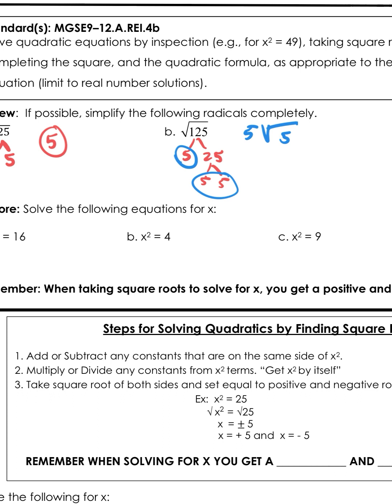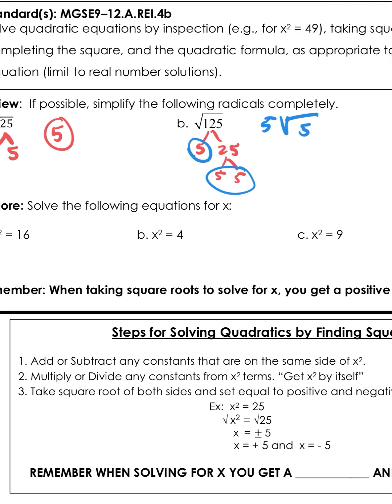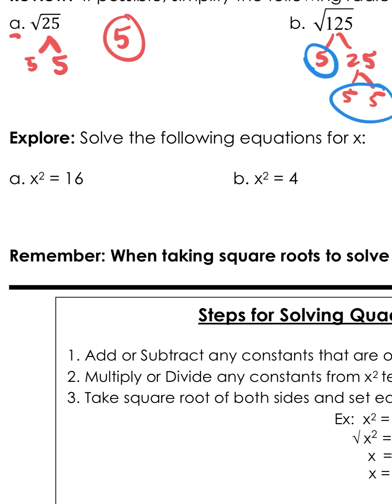Solve the following equations for x. Well, look at A here. If we wanted to solve for x, we're going to need to square root x squared, and that's the opposite of squaring. That's how we're going to get it to say x equals something, which is the goal here, right? We want to know what the solution is. So when we square root, we also have to square root the other side. When you square root 16, you get 4.